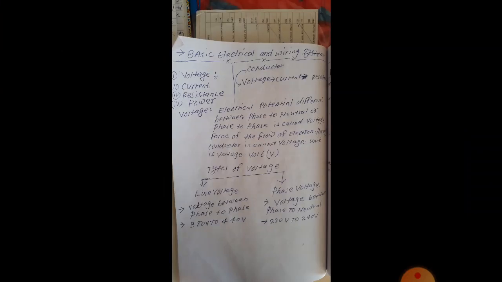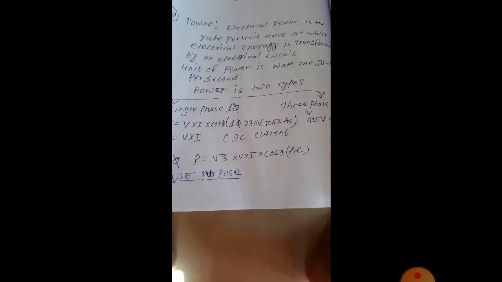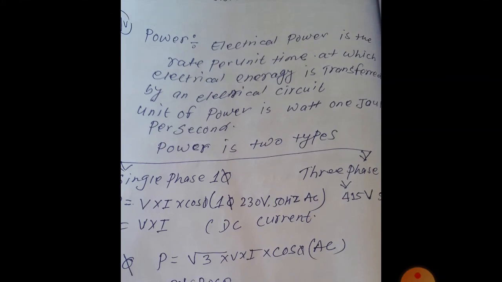And the next one. So voltage, current and resistance are complete. Then, if you give voltage to the conductor, the voltage forces the electrons through as current, and then power comes. So what is power? I will explain about this one.